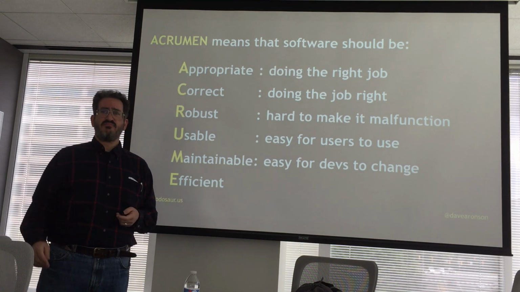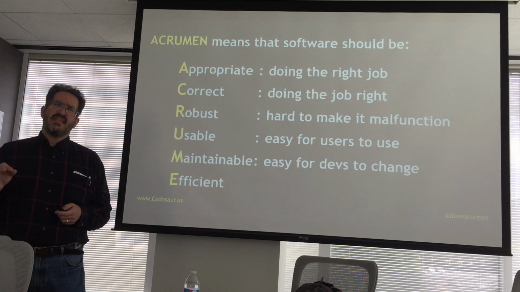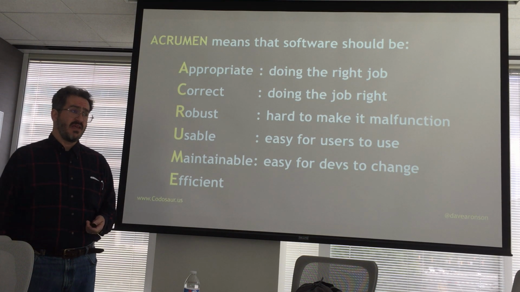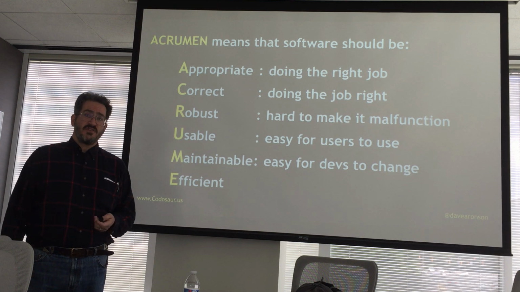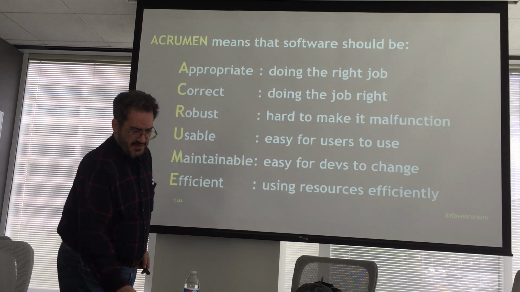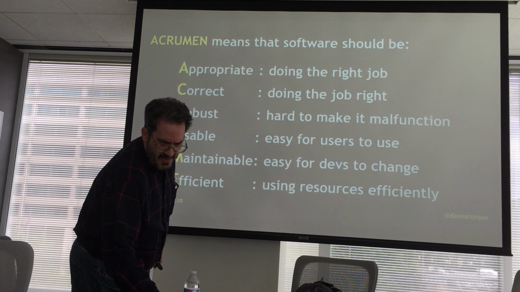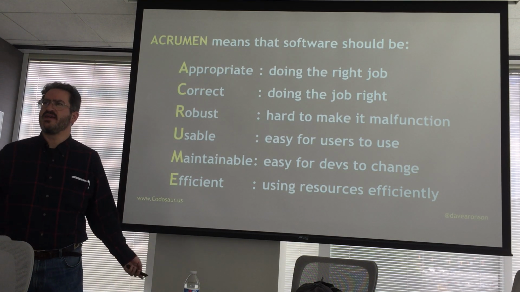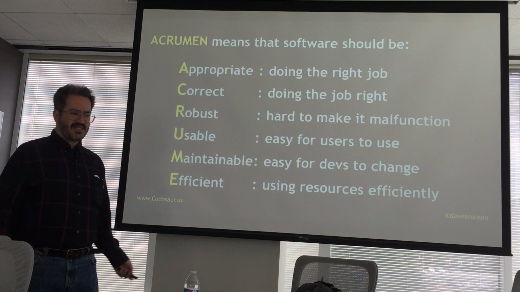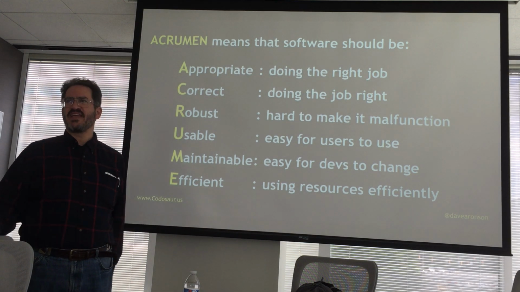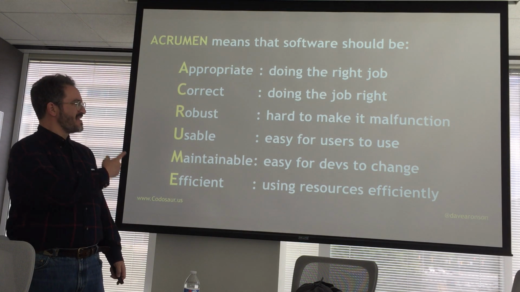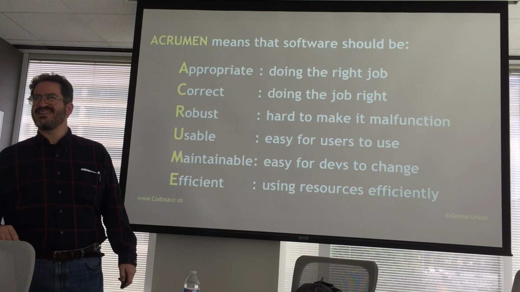And lastly, dead last, despite how we technical people tend to worship this, it must make efficient use of resources. Now, I've said there were 6 aspects, and you see 6 up there, but ACRUMEN has 7 letters. So what does the N stand for? Does anybody want to guess? I'll give you a moment to get a picture of that.